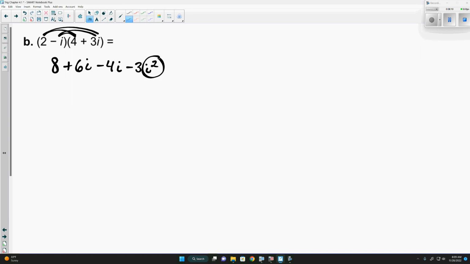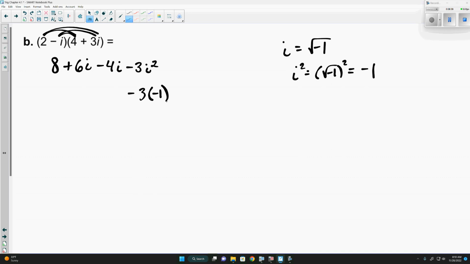Now i squared, we can't leave it because any value of i cannot have an exponent greater than 1. Now i squared, well, i by definition is the square root of negative 1. So when we say i squared, we're really saying that I have the square root of negative 1 squared, which is just negative 1. So for this here, well, I have negative 3 times negative 1, because i squared is negative 1.